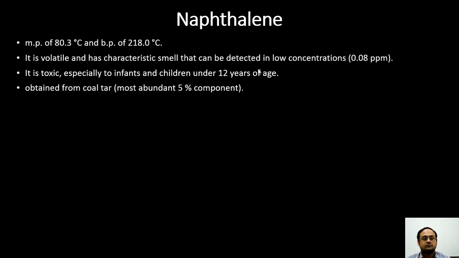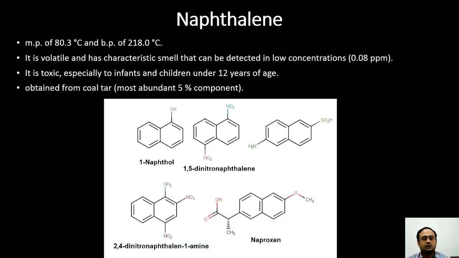It is easily obtained from coal tar and is the most abundant component of coal tar, about 5% present. And here are some of the other derivatives, some of which, like 1-naphthol and 2-naphthol, you have used in the laboratory. With more substitution, we get 1,5-dinitronaphthalene and aminosulfonic acid derivatives. Similarly, with multiple substitutions, you will get the corresponding dinitronaphthalenamine. Especially, here is an example of a drug known as naproxen. It is an analgesic which also contains the naphthalene ring system.